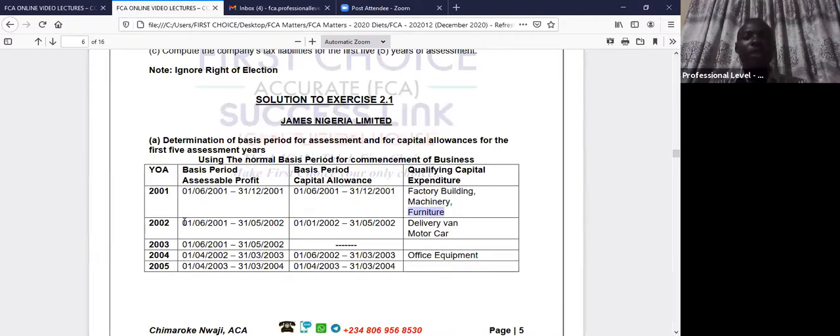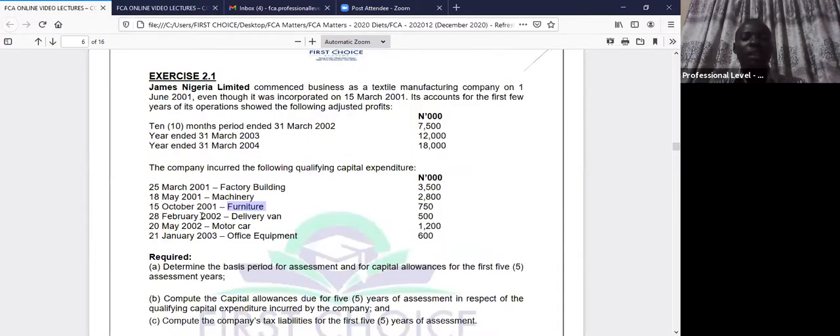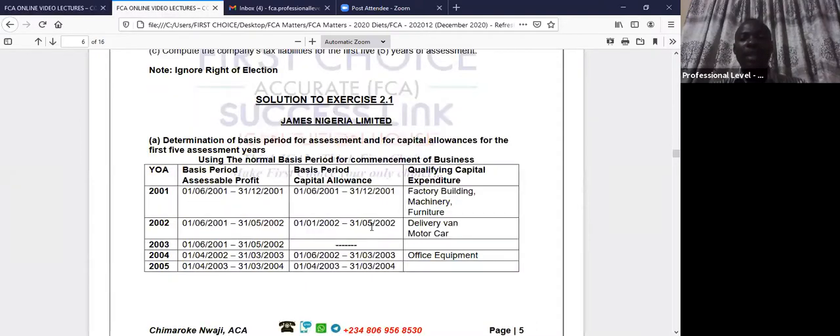Now we'll go to the second one. We'll be looking at this capital allowance basis period. Now, any asset you bought from January 1, 2002 down to May 2002 will be treated. So let's check. Yes, this is February and this is May. So we look at motor van, motor vehicle and delivery van. These are the two items that are treated here.